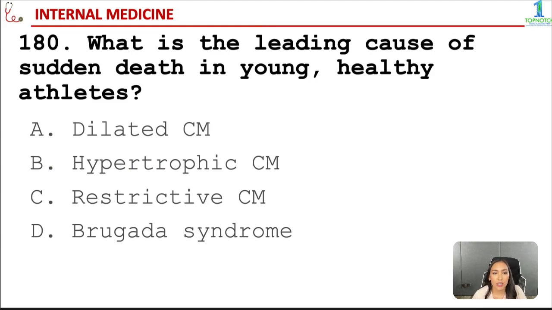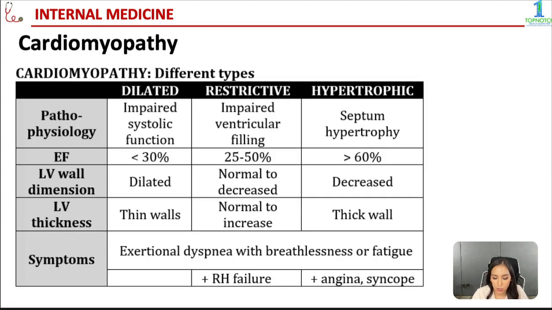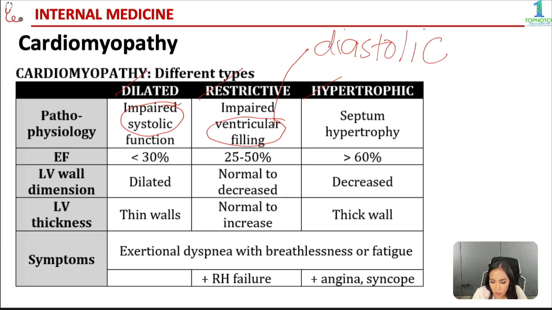Last for IM, what is the leading cause of sudden death in young healthy athletes? It's actually hypertrophic cardiomyopathy. Let's discuss the different types of cardiomyopathy. There's dilated, restrictive, and hypertrophic. In dilated, there's impaired systolic function. In restrictive, there's impaired ventricular filling. Ventricular filling is diastolic. And hypertrophic, parang may septum hypertrophy, parang obstruction. Okay?